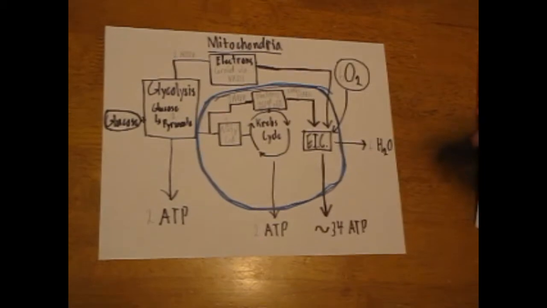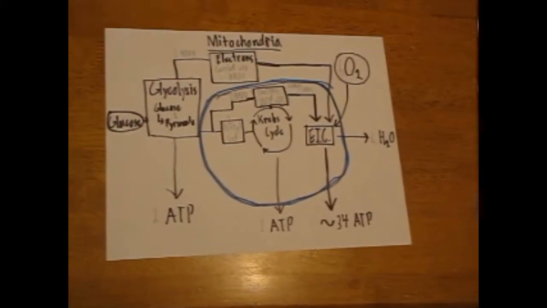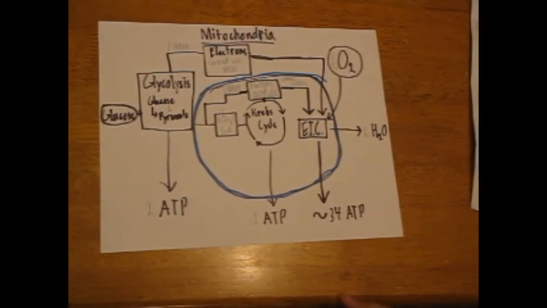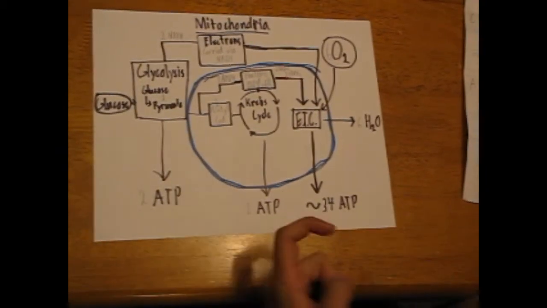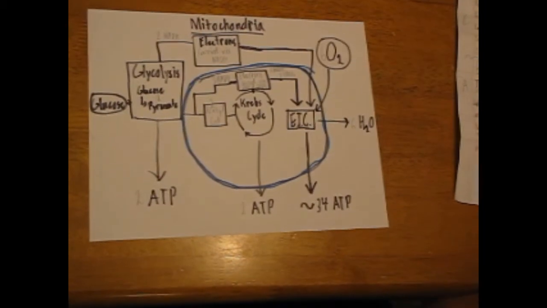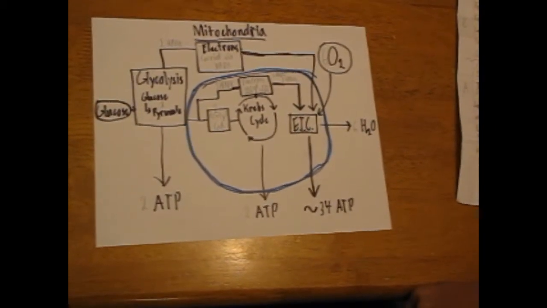The entire process of cellular respiration occurs inside the mitochondria, the powerhouse of the cell. There are also 3 main parts to cellular respiration: glycolysis, which occurs outside of the mitochondria, the Krebs cycle, which occurs in the mitochondrial matrix, and the electron transport chain, which occurs in the inner mitochondrial membrane.